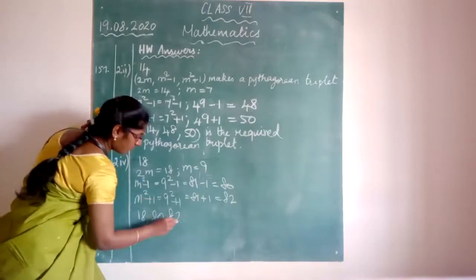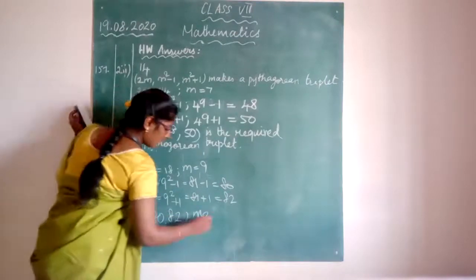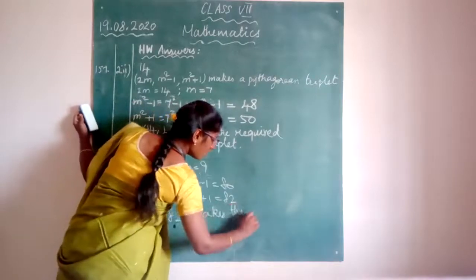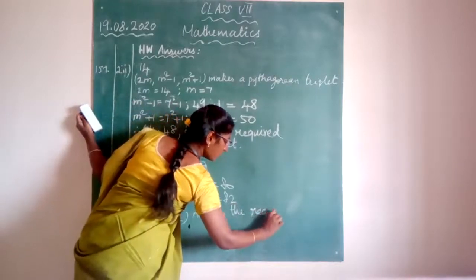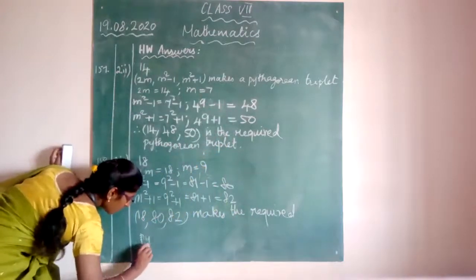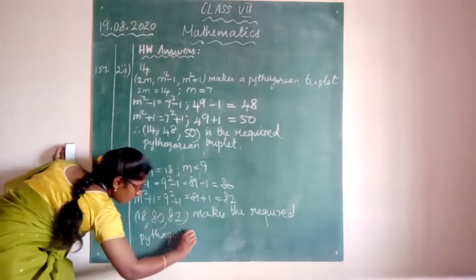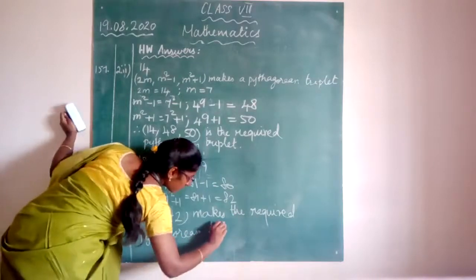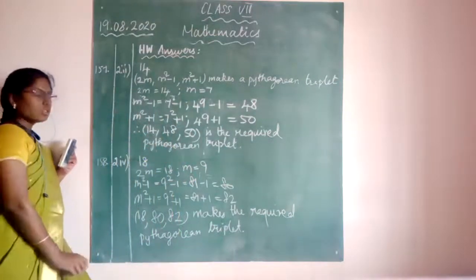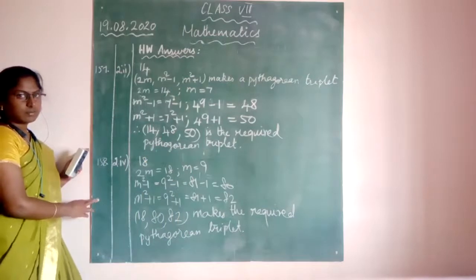Okay, so this makes the required Pythagorean triplet. Is that clear? So we have discussed all the 3 homework sums. Kindly check your answers with it.